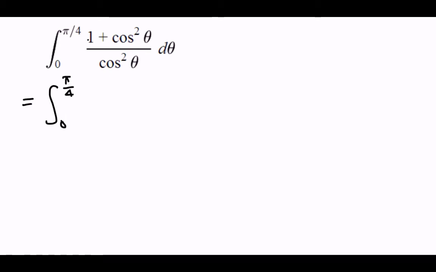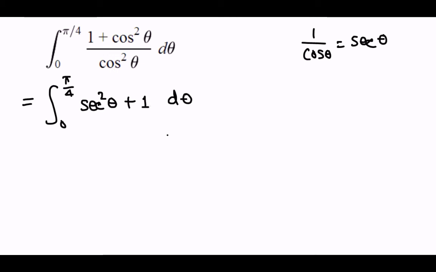When we split into two fractions, this is 1 over cosine squared. By the way, 1 over cosine is secant. So 1 over cosine squared is secant squared, plus cosine squared over cosine squared, that's 1, d theta. So we have two terms. We find the antiderivative of secant squared plus the antiderivative of 1.